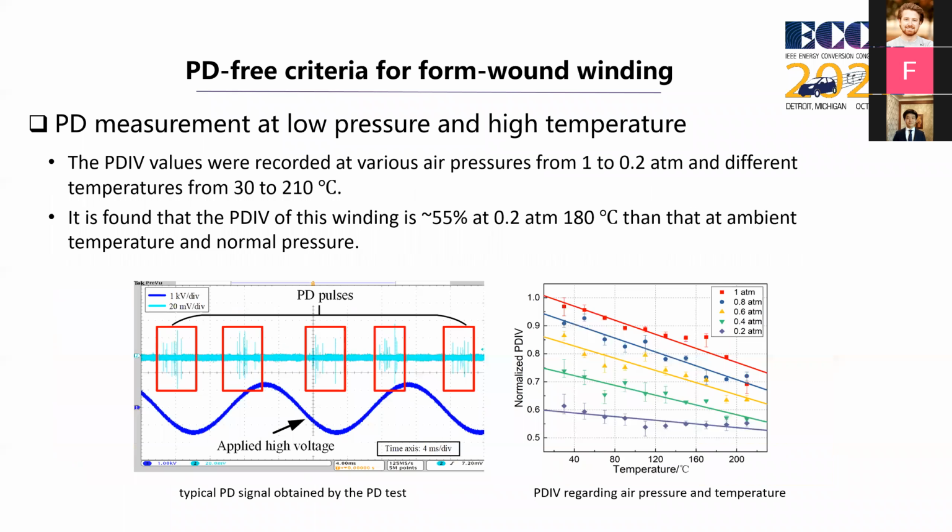We can see the measured PDIV values at various air pressure from 1 to 0.2 atmosphere, and the temperatures from 30 to 210 degrees C. Each full-motor winding was stressed 10 times at different positions at each temperature and pressure by a ramping voltage to obtain the statistical results. When the windings are under the cruising altitude and the rated temperature, which is 0.2 ATM and 180 degrees C, the PDIV is around 55% of that at a normal condition. So we can see the PD situation will be more severe when we put them in the low pressure.